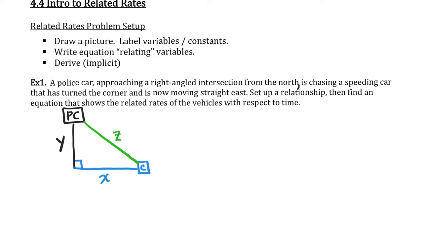Based on the way I have this set up, I know that the Pythagorean theorem is true because of the right angle. And I want to start with something I know to be true. This is a true statement about the picture I've drawn. X squared plus Y squared does equal Z squared because of the right angle. So I drew a picture. I labeled the variables X, Y, and Z. I want to write an equation relating the variables. So this is my equation relating X, Y, and Z: X squared plus Y squared equals Z squared.